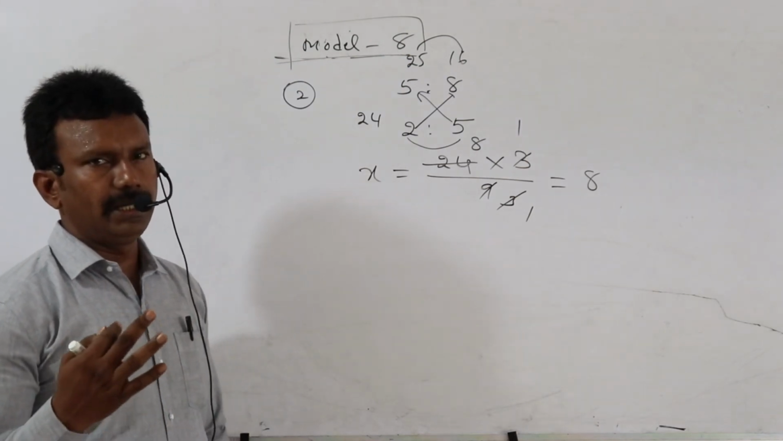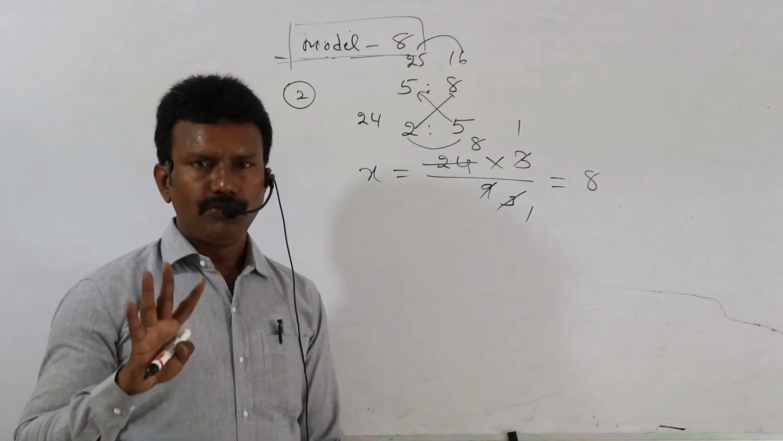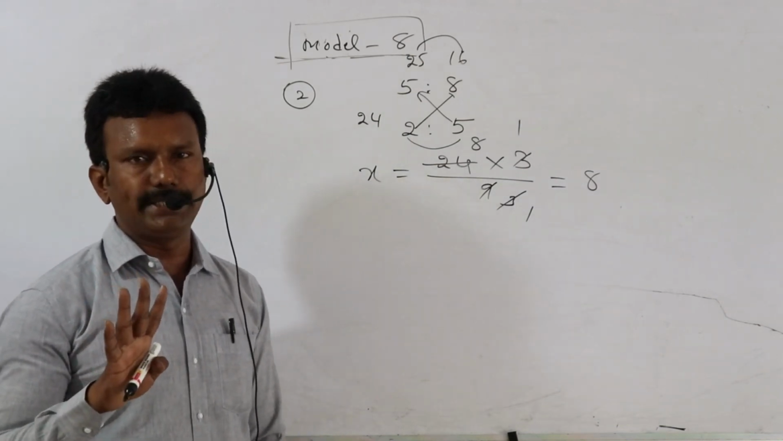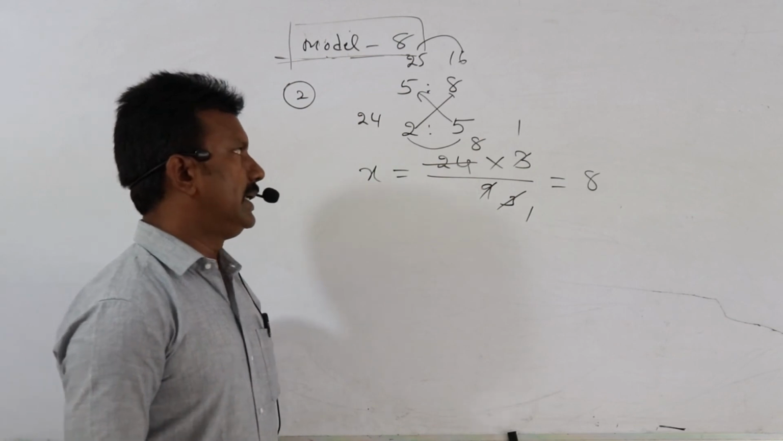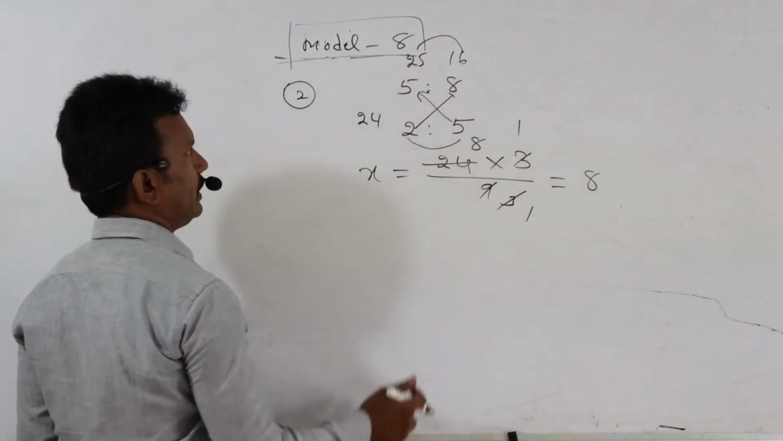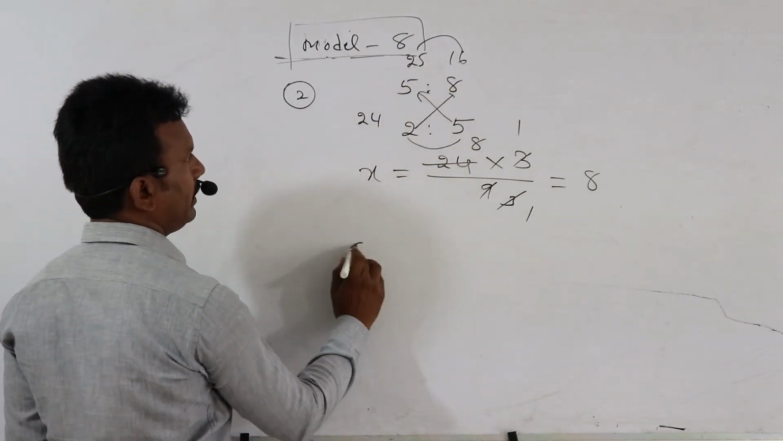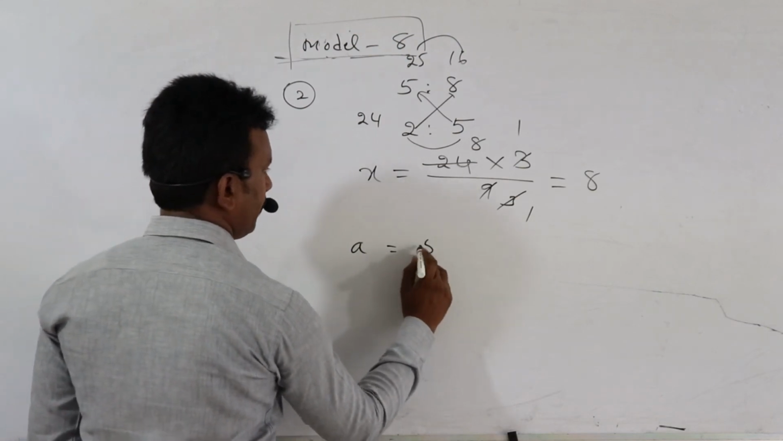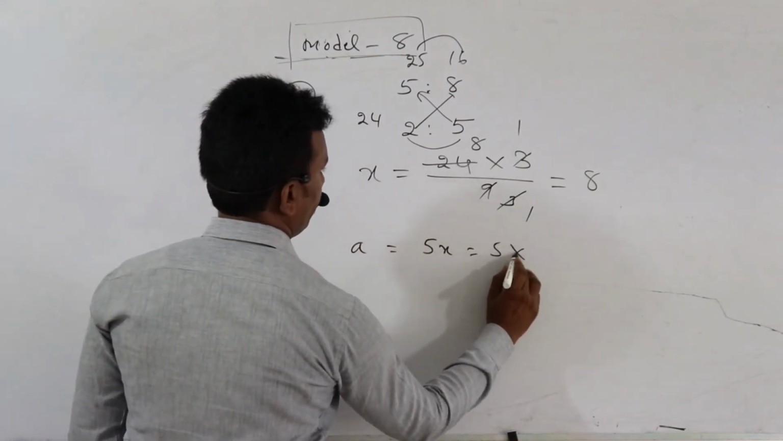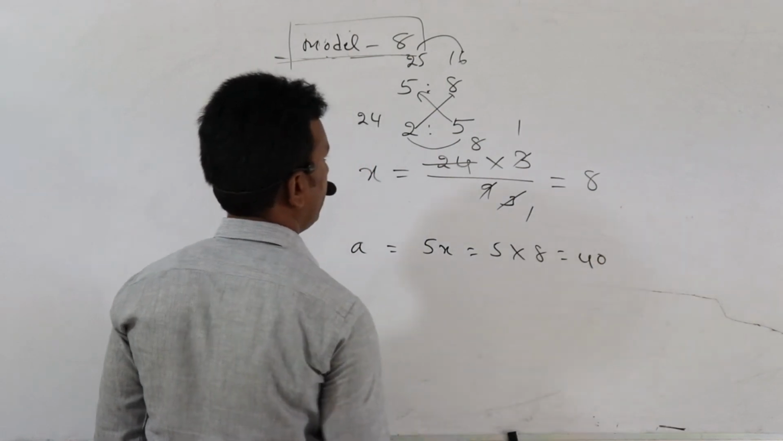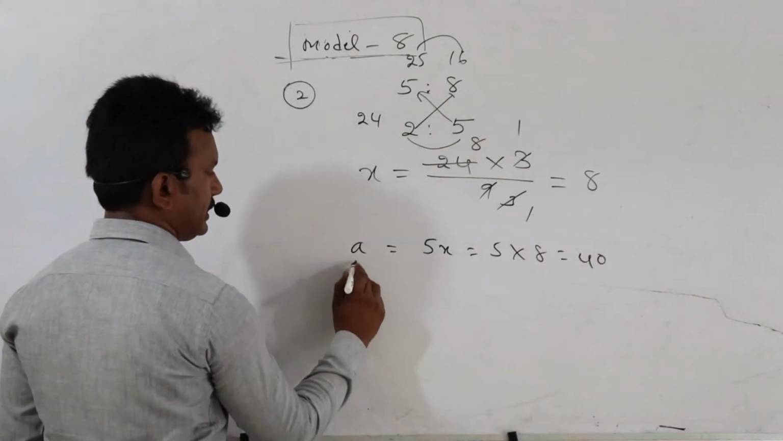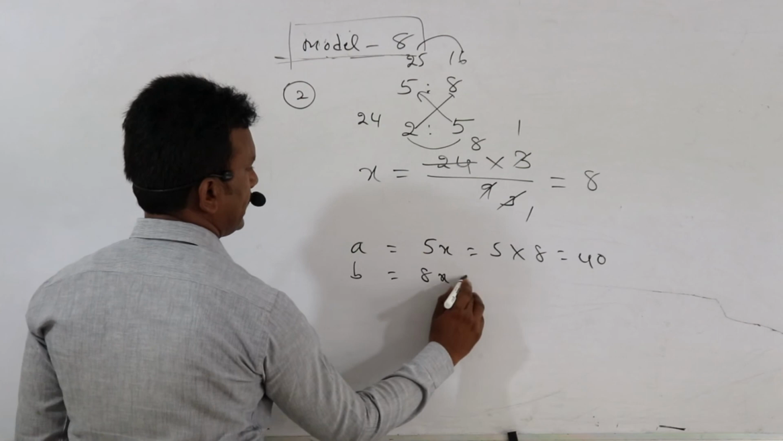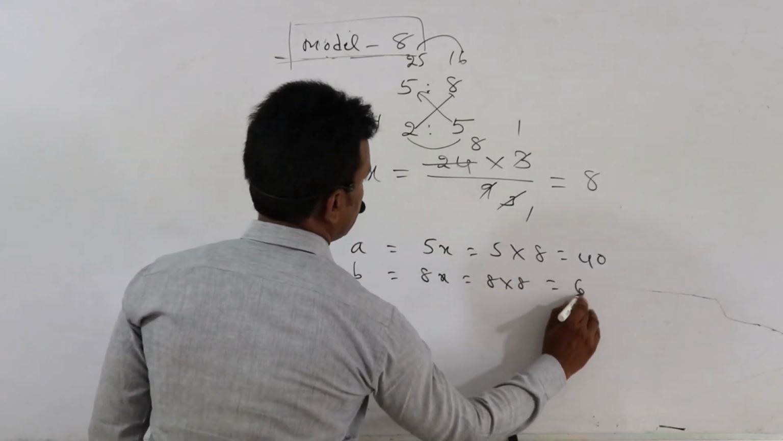So definitely we can write 4 answers, 4 points. That is the first number. What is the smaller number? The smaller number means 5x, that is 5 eights, 40 is the smaller number. And the bigger number, the second number is 8 into x, 8 into 8, 64.